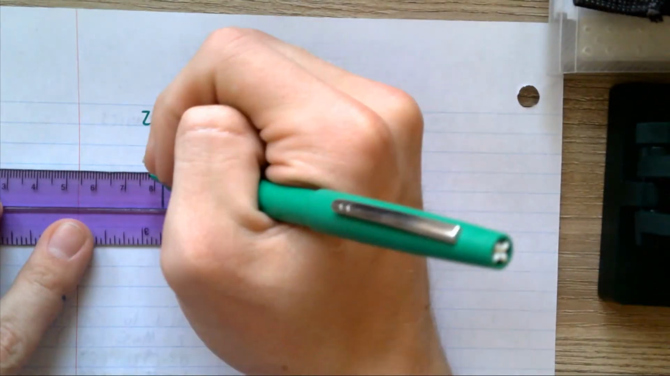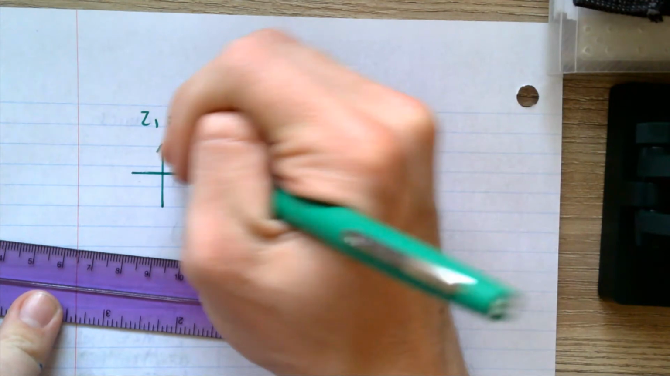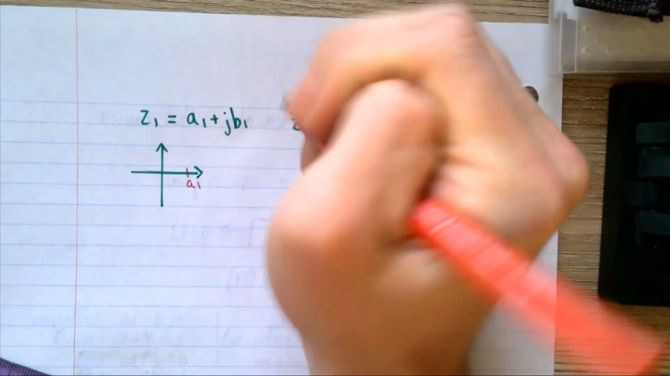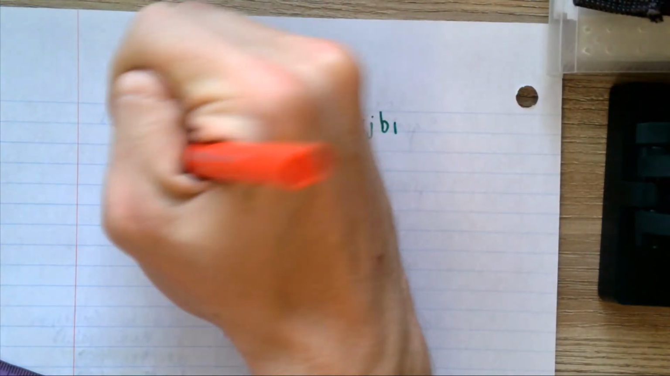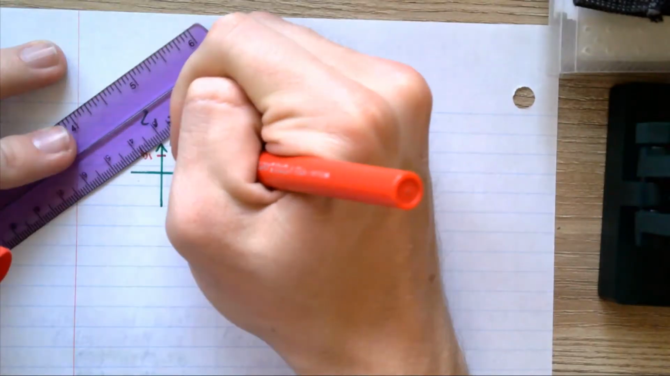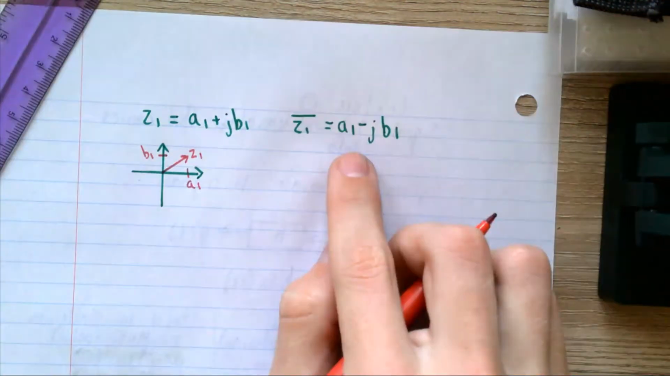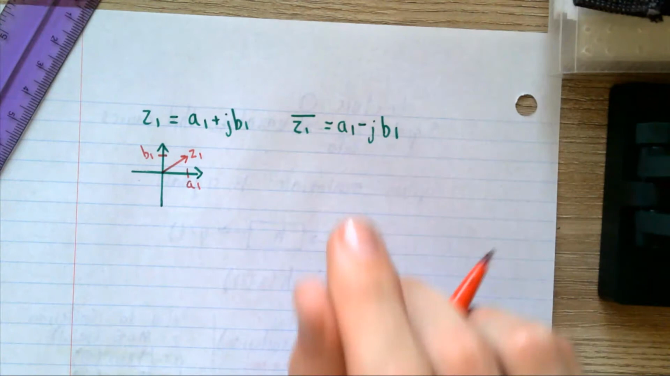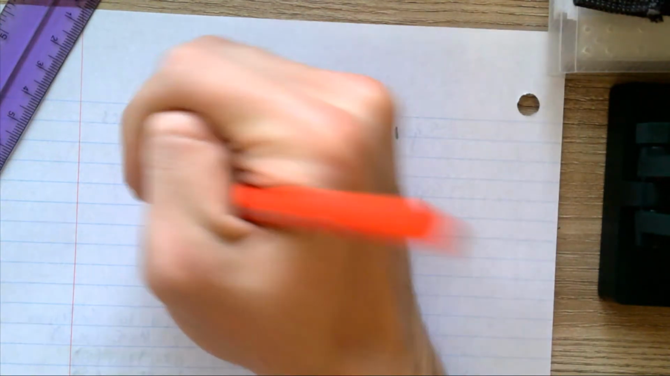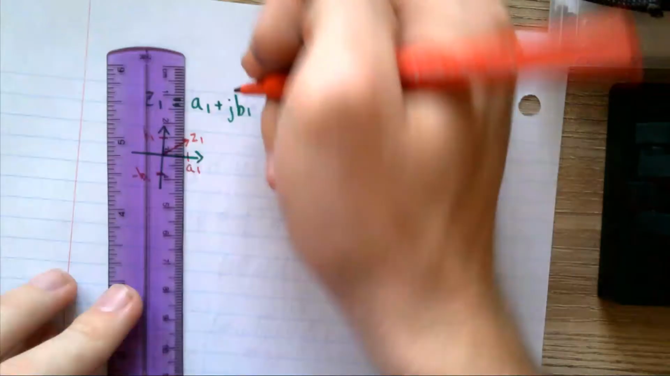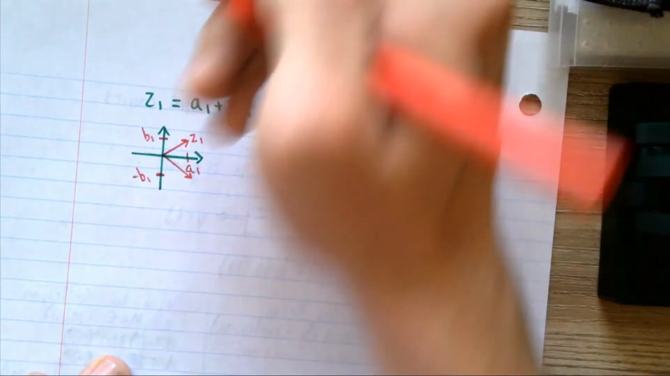And if we show that here in a graphical analysis, I'm just going to choose arbitrary points, but A1 here is how much we go in the x direction, and then B1 is how much we go in the y direction. If we draw Z1 real quick, it's going to go from the origin to that point. And then Z1 conjugate is A1 in the x direction and B1 in the negative y direction, so it's going to be minus B1. It goes from the origin in this direction. So this is Z1 conjugate.